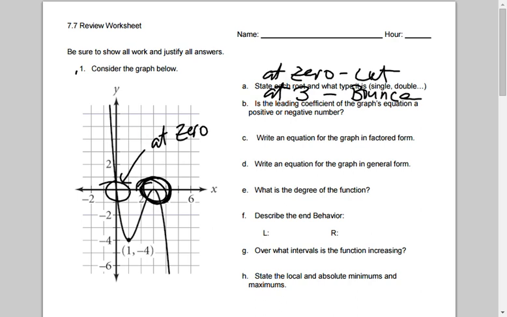What's a single bounce? There's no such thing as a single bounce. A double is a bounce. A single is a cut. What's a triple? A snake. That's the one that kind of looked like that.